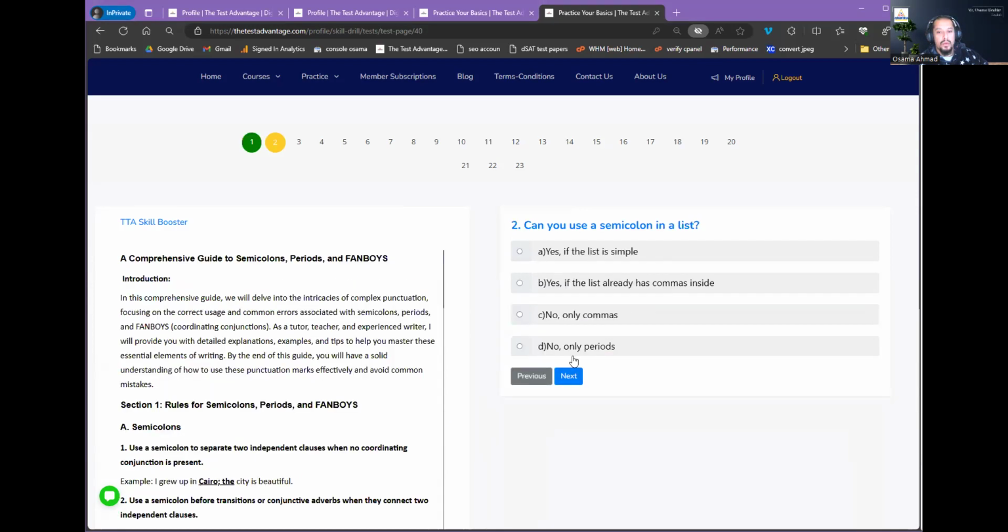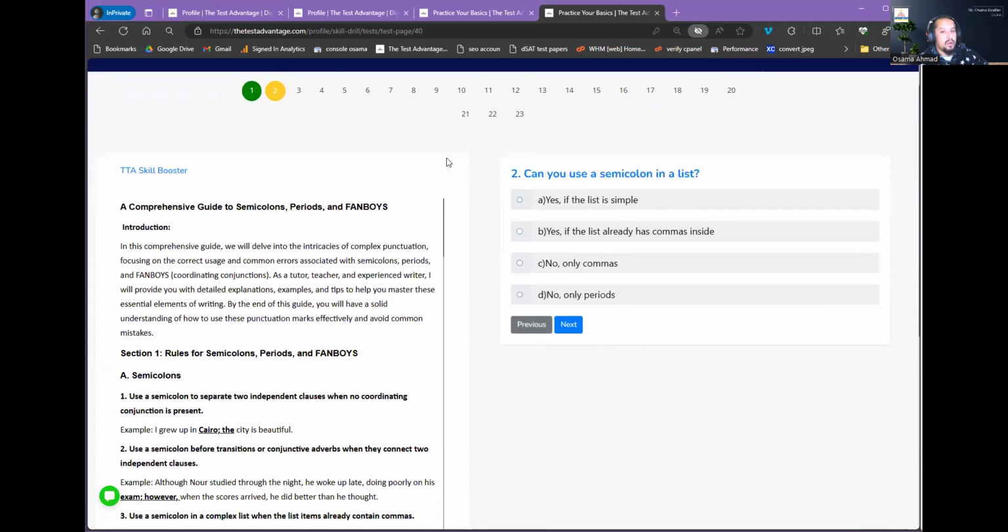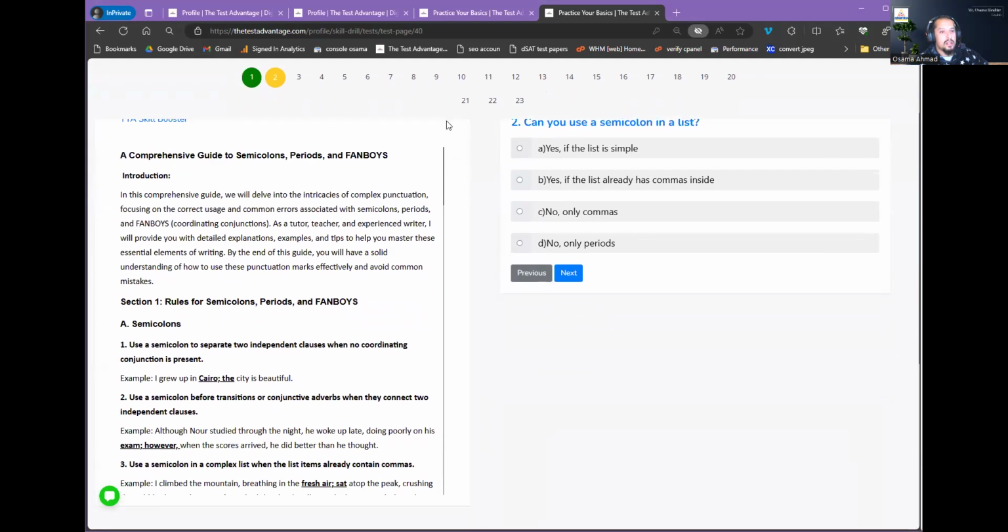Number 2. Can you use a semicolon in a list? Okay, Malak, very good job. Carlos, good. Omar, good.